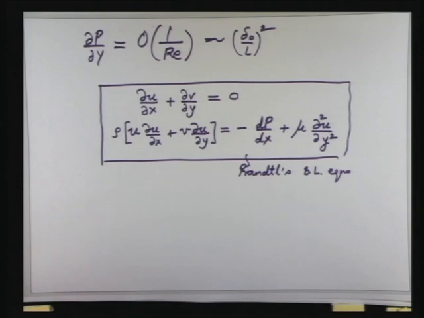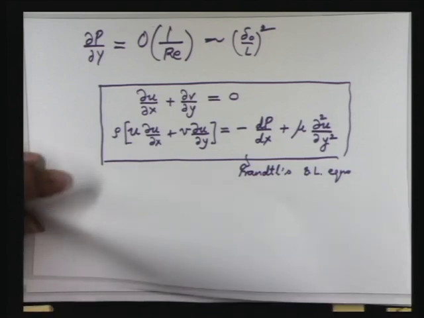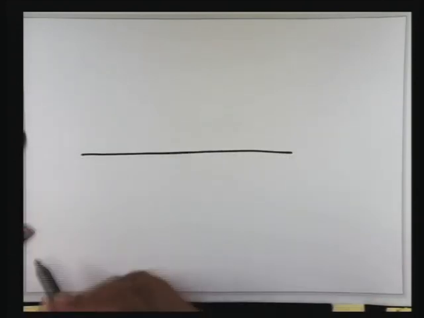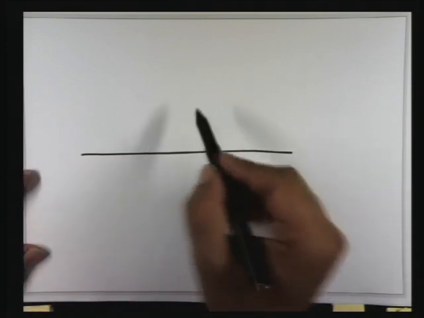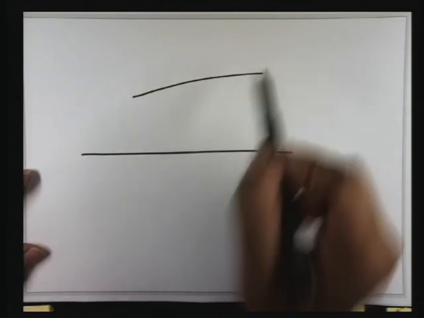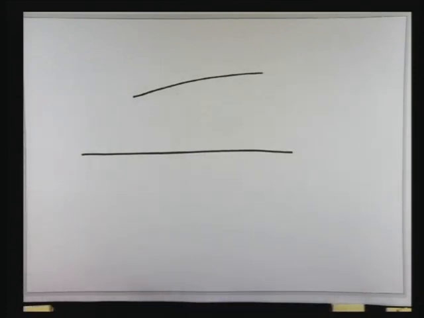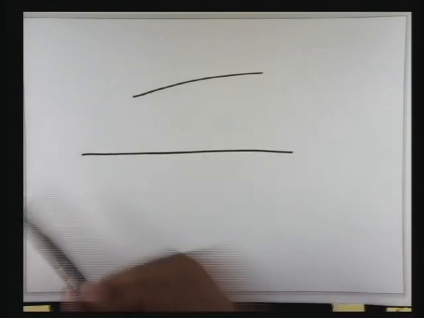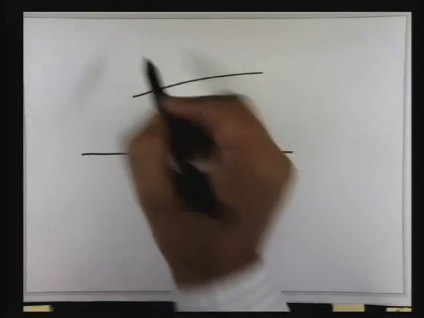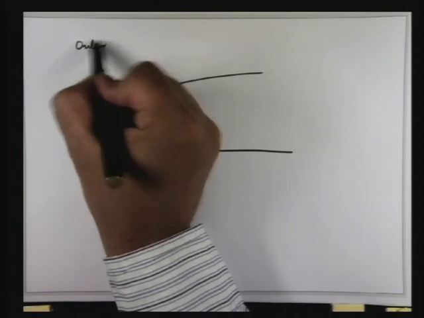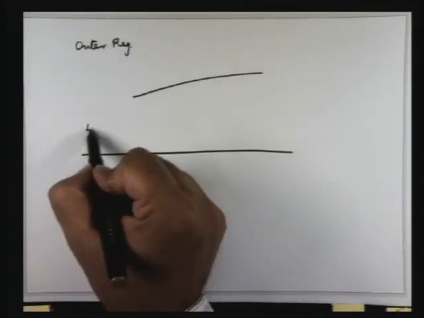Now if you solve it, you will get the solution, but the solution has to be matched with the approximate solution which we found in the outer region. So we have to discuss a little bit about the matching. So let us say this is your plate, and I'm going to draw now an exaggerated figure. Let us say this is the edge of the boundary layer. So this is what we call the outer region, and this is what we call the inner region.